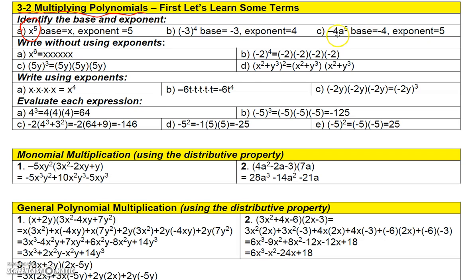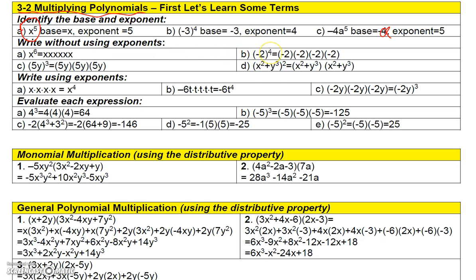And then after I do the x term, I'll do the 2y term, and I'll multiply it by each one. Okay, so let me show you what I did. Remember, I'm multiplying the x term here. So I took the x term times 3x squared, and then the x term times minus 4xy, which is right there, and then the x term times the 7y squared. Then I move over to the 2y term. So I'm going to multiply the 2y term times the 3x squared, the 2y term times minus 4xy, and then the 2y term times 7y squared.